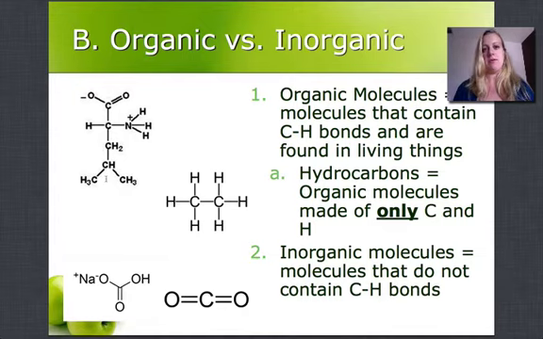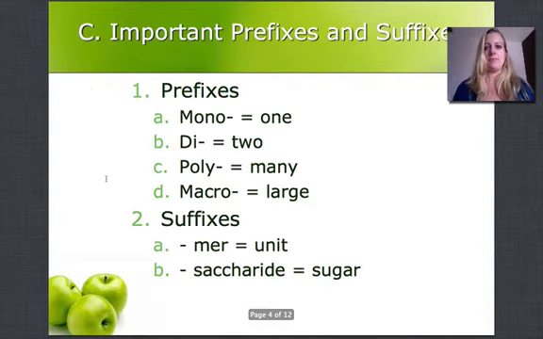What is an organic molecule? So organic simply means that it contains carbon and hydrogen bonds, and it's found in living things. So another way to think about this is having a hydrocarbon chain. So that's carbon and hydrogen, not necessarily water, even though water is important for life. Hydrocarbons only contain carbon and hydrogen. And an inorganic molecule then are the molecules that do not contain that carbon-hydrogen bond. So basically everything else.